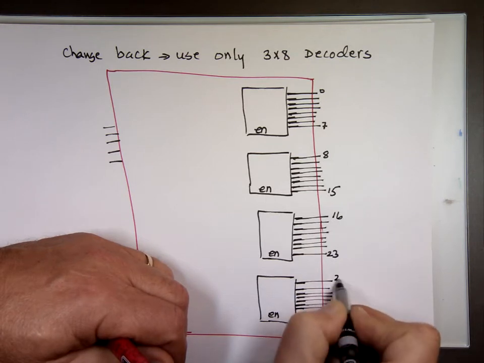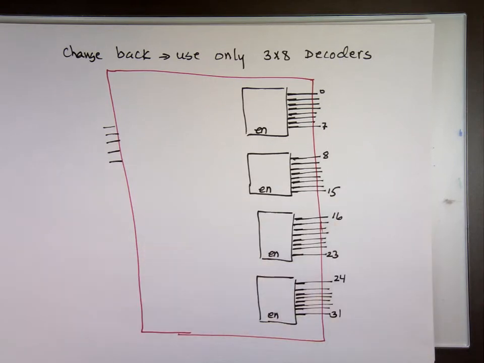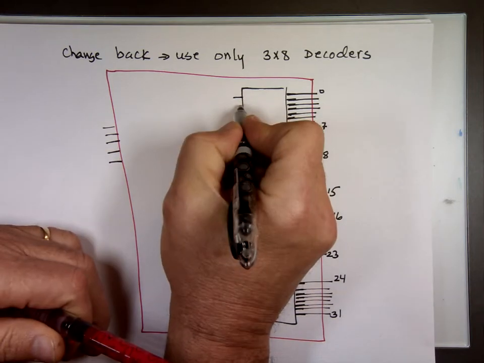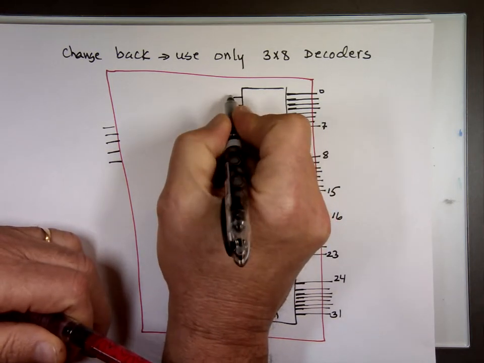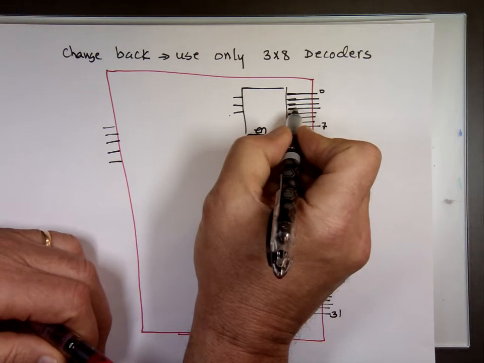24 through 31. That's your 32 outputs. Remember, the decoder, the way it works, has 3 control signals. For example, if I have these signals 0, 1, 1, that says pin number 3 has to be high. Pin number 3.